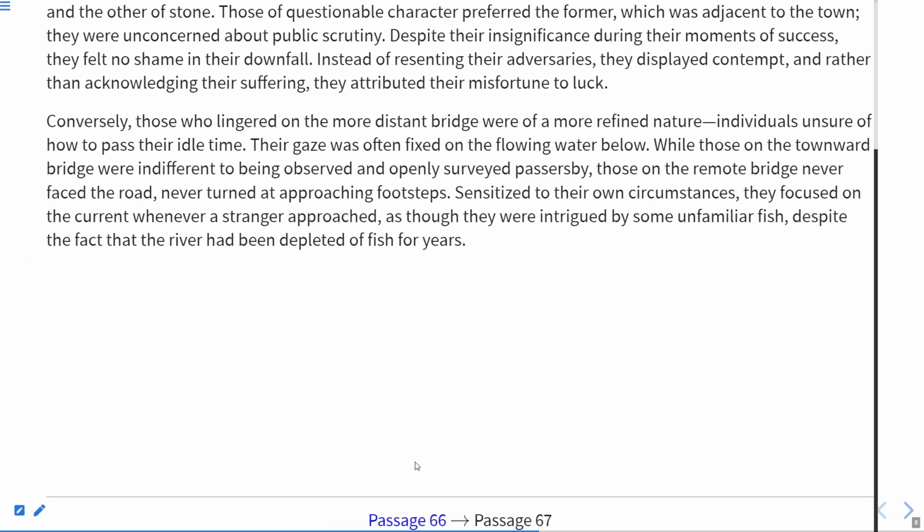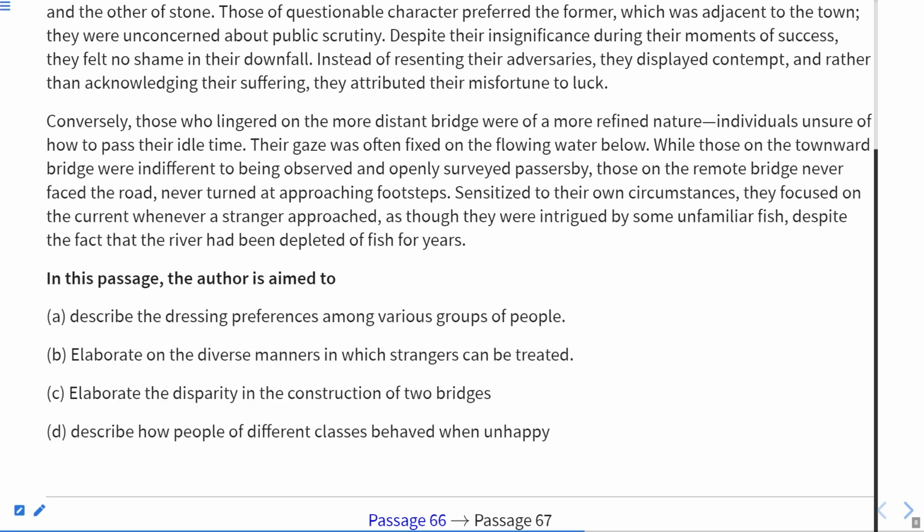The next question is, in the passage, the author is aimed to... So, what was the aim of the author? What is the main focus of the author in this passage? Describe the dressing preferences among various groups of people. Elaborate on diverse manners in which strangers can be treated. Elaborate the disparity in construction of two bridges. Describe how people of different classes behaved when unhappy.